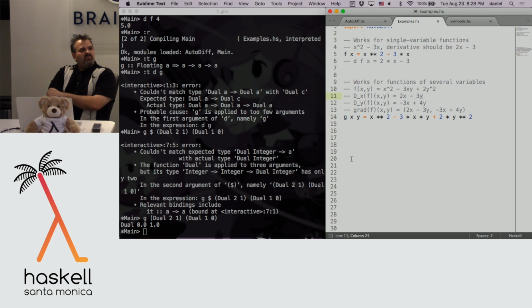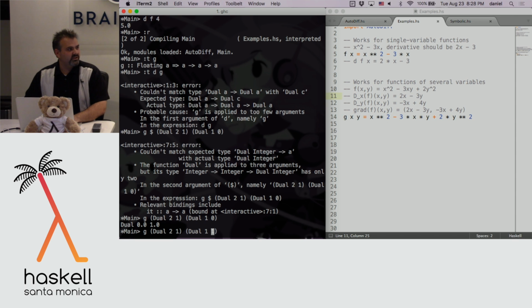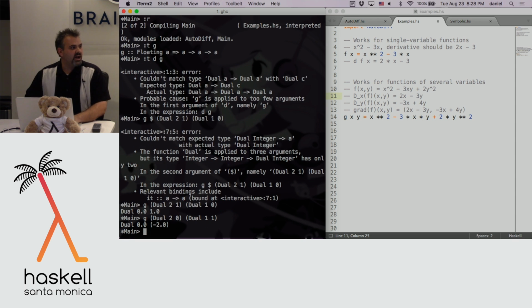Well, so what we've done is we've passed it a dual where the first argument has a 1 for its second datum, and the second argument has a 0. What we've done is we've taken the derivative of that function with respect to the first argument, and we've pretended that the second argument is constant. So this is the partial derivative with respect to x. We can do the partial derivative with respect to y.